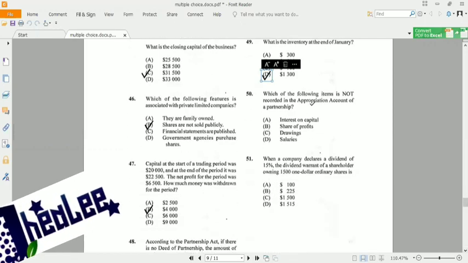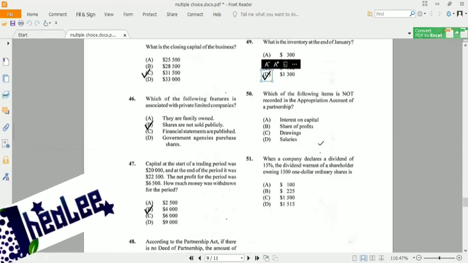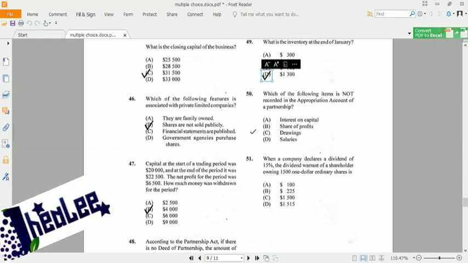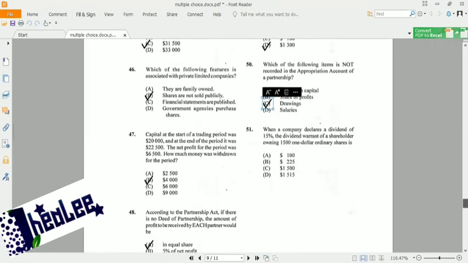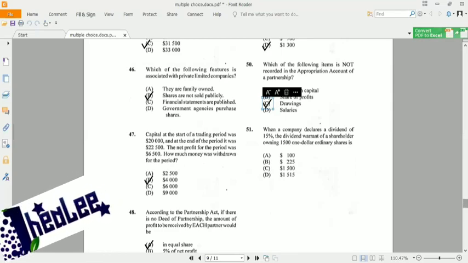Number 50, which of the following items is not recorded in the appropriation account of a partnership? And that is drawings. Where do we put the drawings? In the current account. Lovely, in the current account.